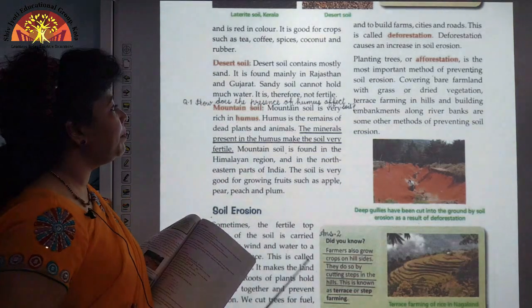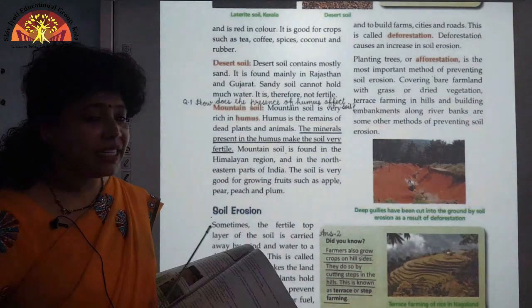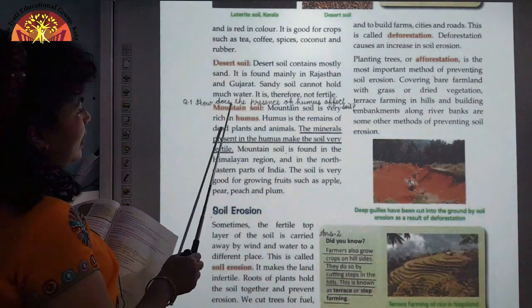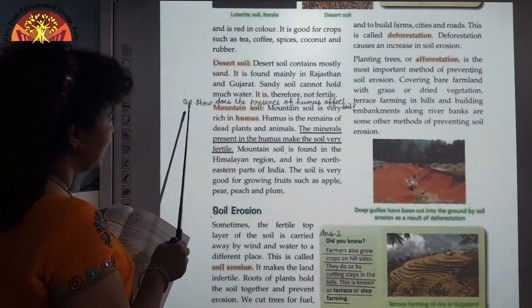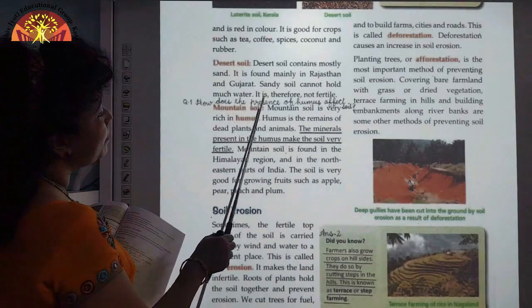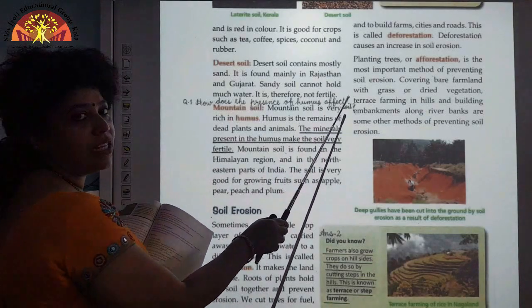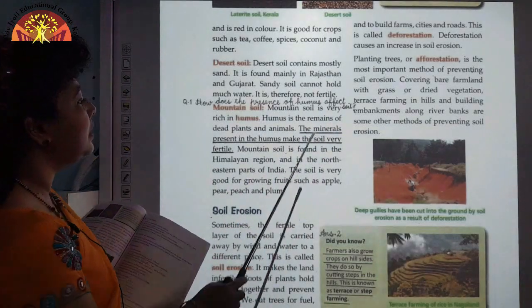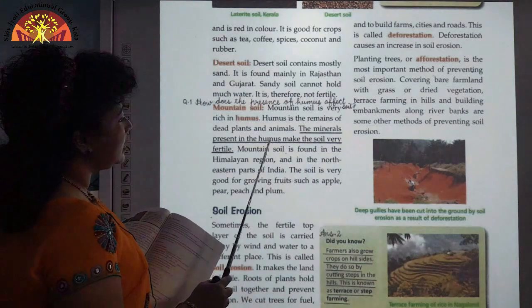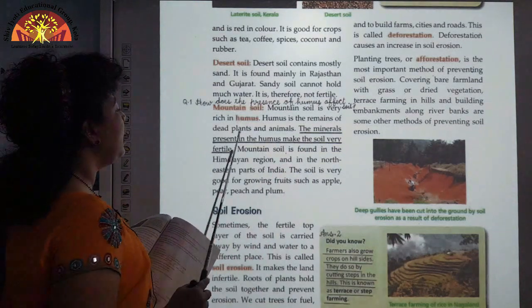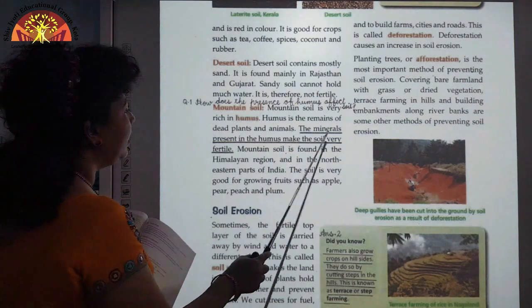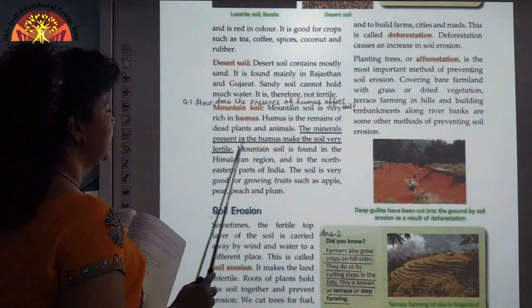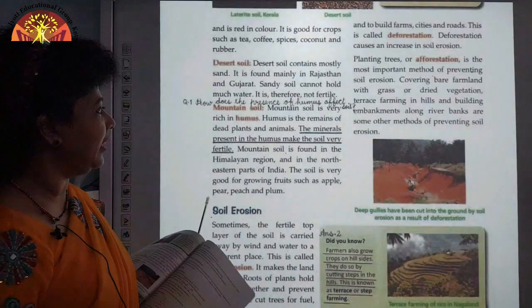So, children, please open your textbook page 70, okay? And just above the mountain soil, I want you to write question 1. How does the presence of humus affect soil? So, the answer is, the minerals present in the humus make the soil very fertile. So, I want you to underline this answer. The minerals present in the humus make the soil very fertile.